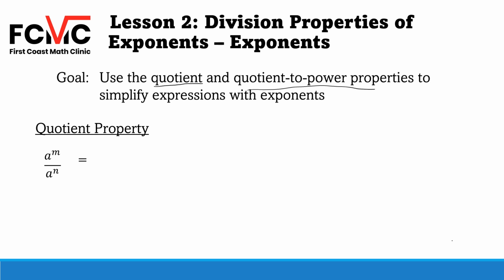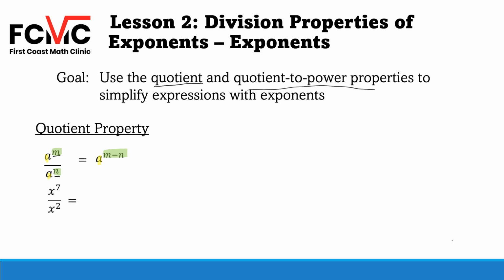So when I'm dividing my bases, a to the m over a to the n, what are we going to do with those exponents, m and n? We can subtract them. We're going to keep our base, which in this case is the a, and to simplify, we're going to subtract our exponents, m and n. So our quotient property says that if we're dividing our bases, we keep our base a and then subtract our exponents, m minus n.